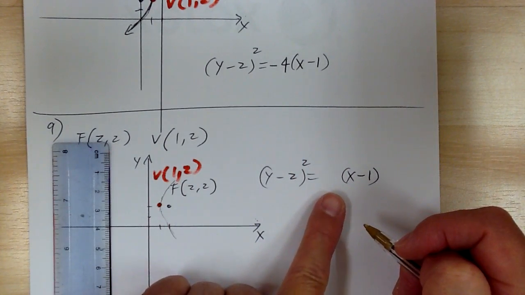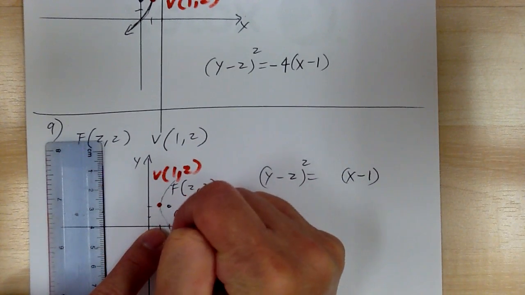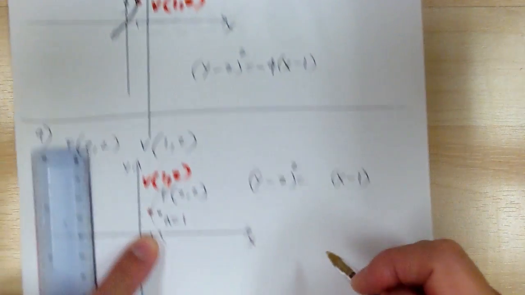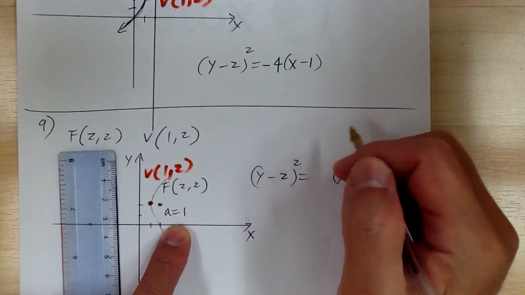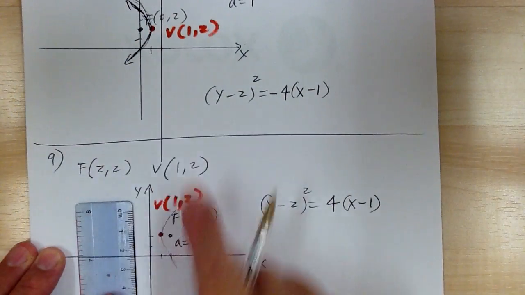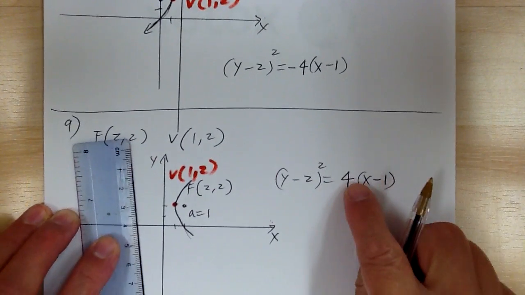And this is going to be the 4a. In this case, you look at the picture, you can see a equal to 1. A is the distance between them. So a equal to 1, therefore this would be 4a, so it'd be 4. This is just similar to that, you just flip it over. So your graph is going to go this way. So 4 is the opening.